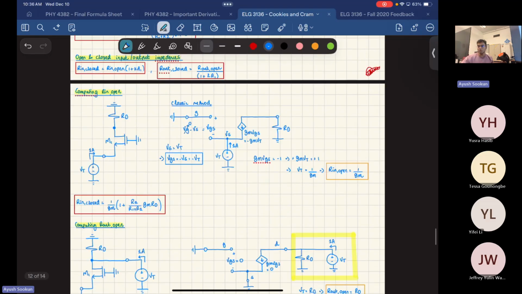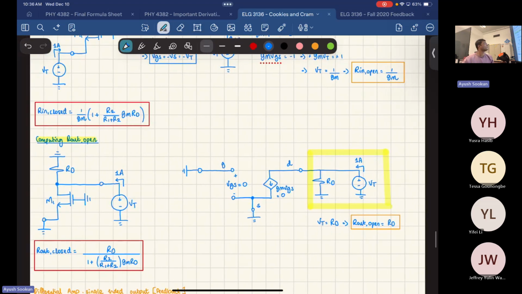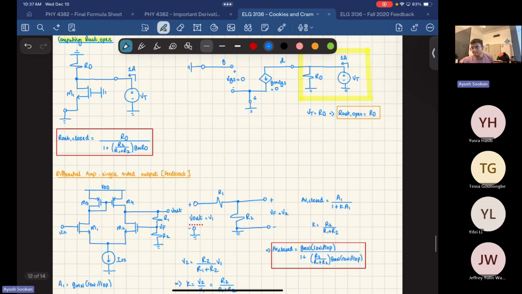And same thing for closed. R out open and R out closed. But the output is here. So this is where you give your Thevenin, RD, and then that's your R out closed. So this is pretty much it. This is pretty much how you do that.